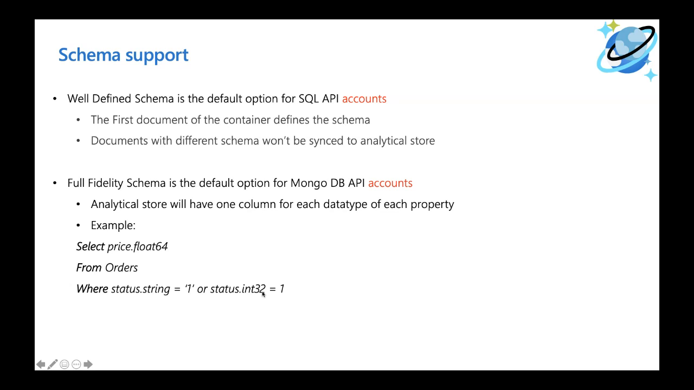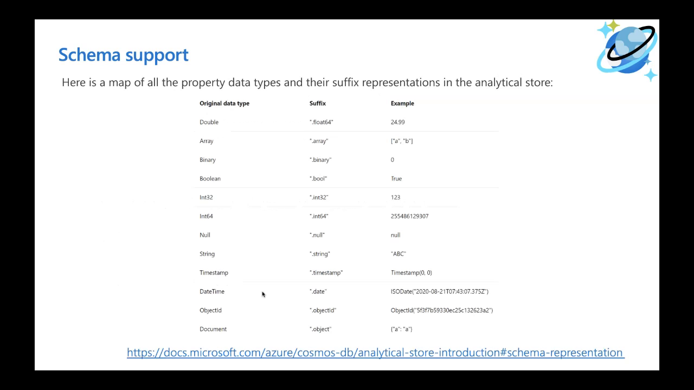The details obviously are available in the documentation, but here is a quick snapshot, a mapping of all the properties and data types and how they are represented in the analytical store. This background information is important because there is a workshop notebook which I will go through during our hands-on session as well.